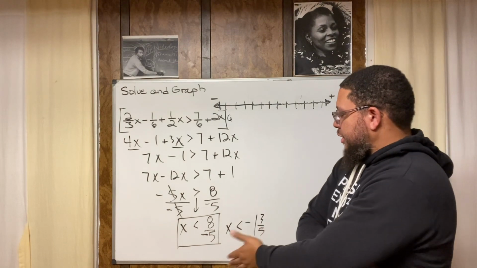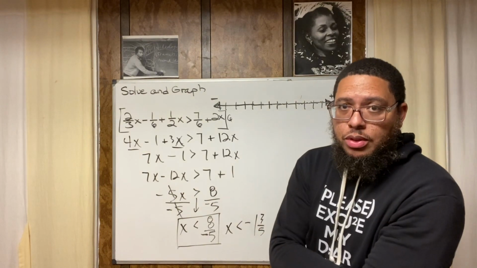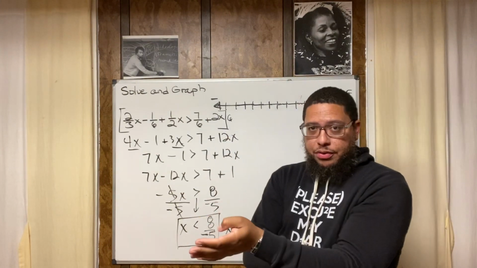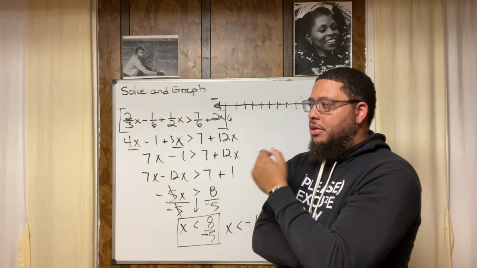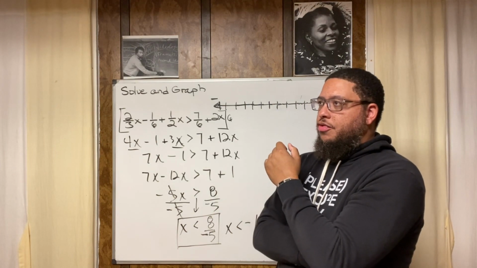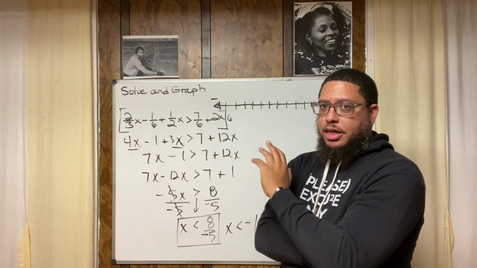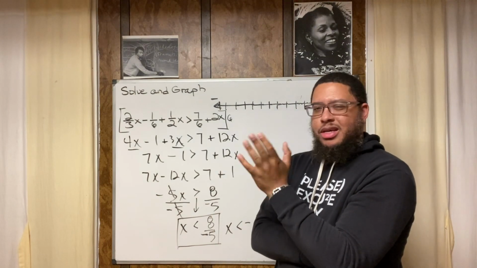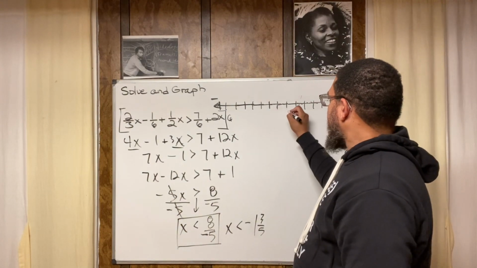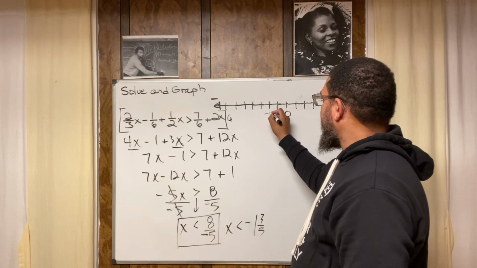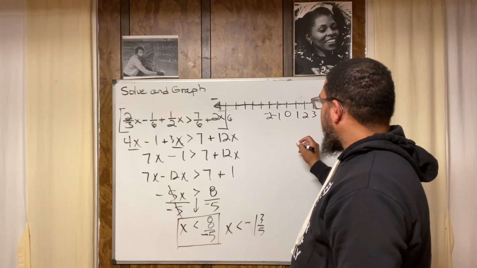So any number that's less than negative 1 3/5, so that means like negative 2, negative 1 4/5, negative 1 9/10, right? Negative 2, negative 3, negative 4, and so on. You know what I mean? Like any of those, right? So here we go: 0, negative 1, negative 2, positive 1, positive 2, positive 3.